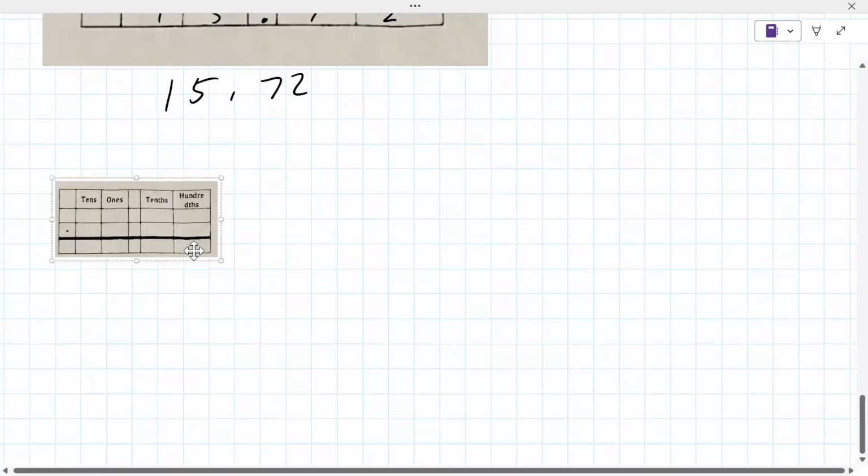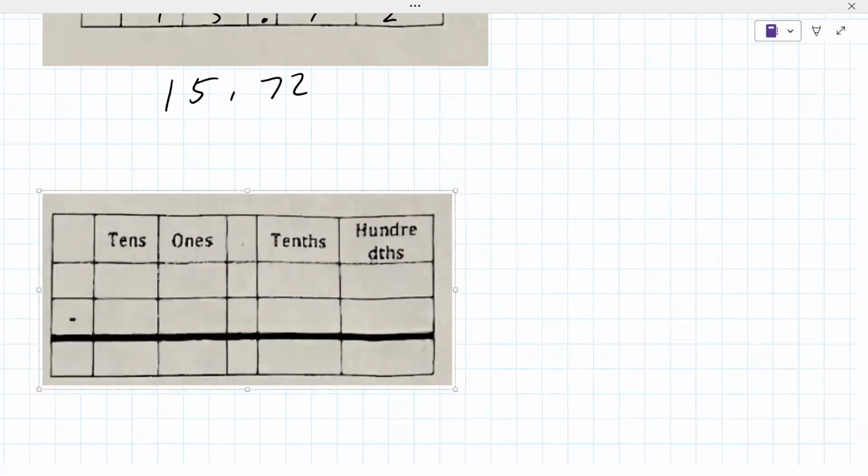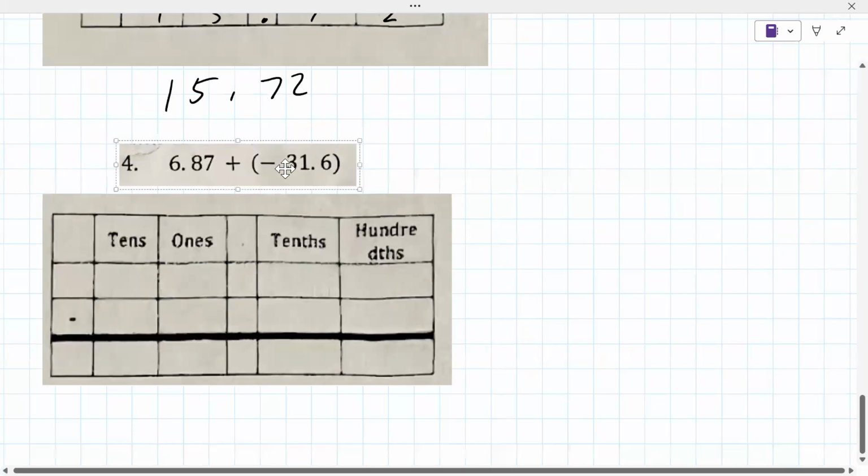All right, so next problem here is number 4. Ignore the instructions that say add or subtract. That's not important. What's important is for you to determine if they're the same sign or opposite in sign. That's really what matters. In fact, they're opposite signs, right? Yes, which means you're going to subtract.